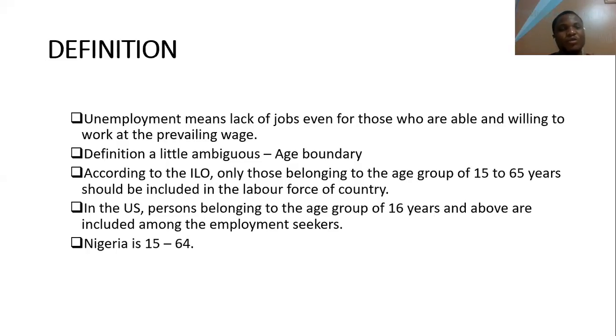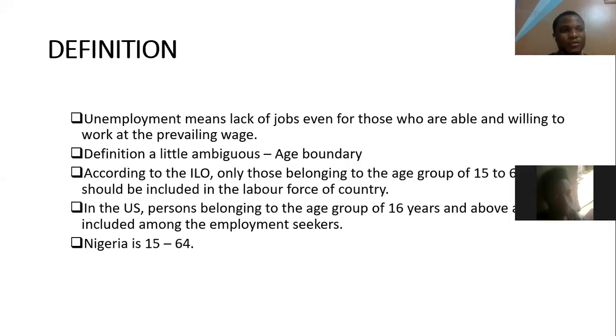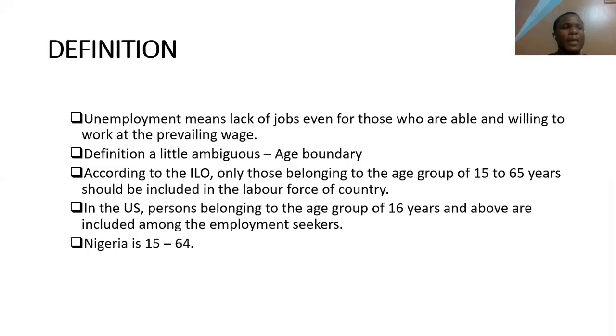And it has to do with those who are able and willing to work at the prevailing wage. So the first thing is that you must be able, and the second thing is that you must be willing to work. You must be able, and at the same time, you must be willing to work. So when you are able and willing, however, you don't find yourself engaged in any work, in that case, you can simply say that you are unemployed.